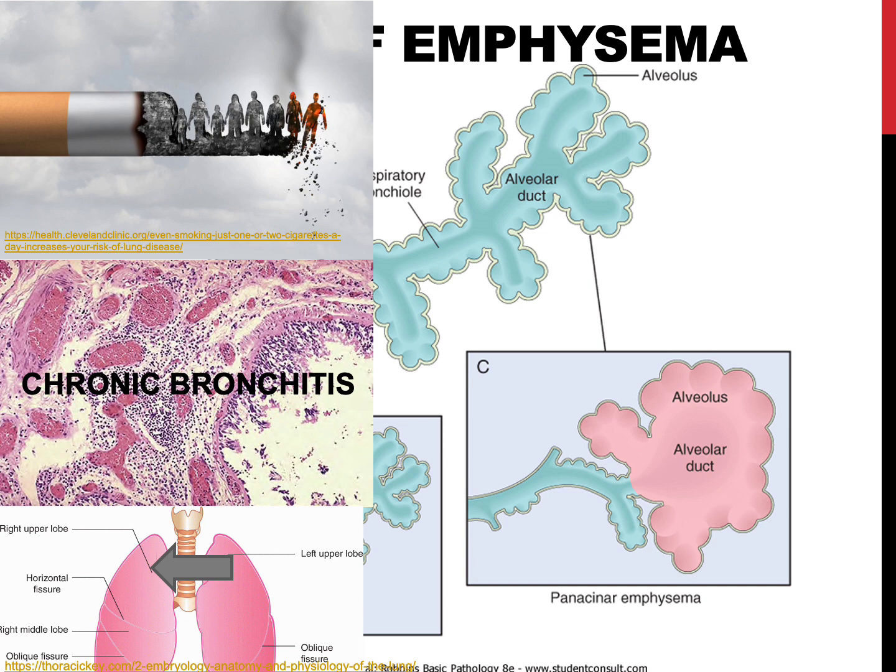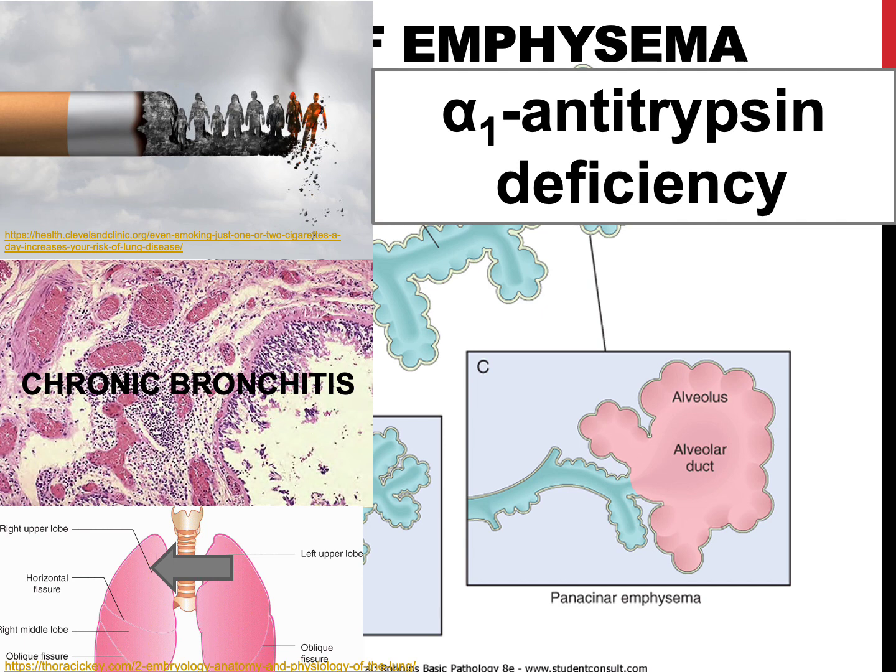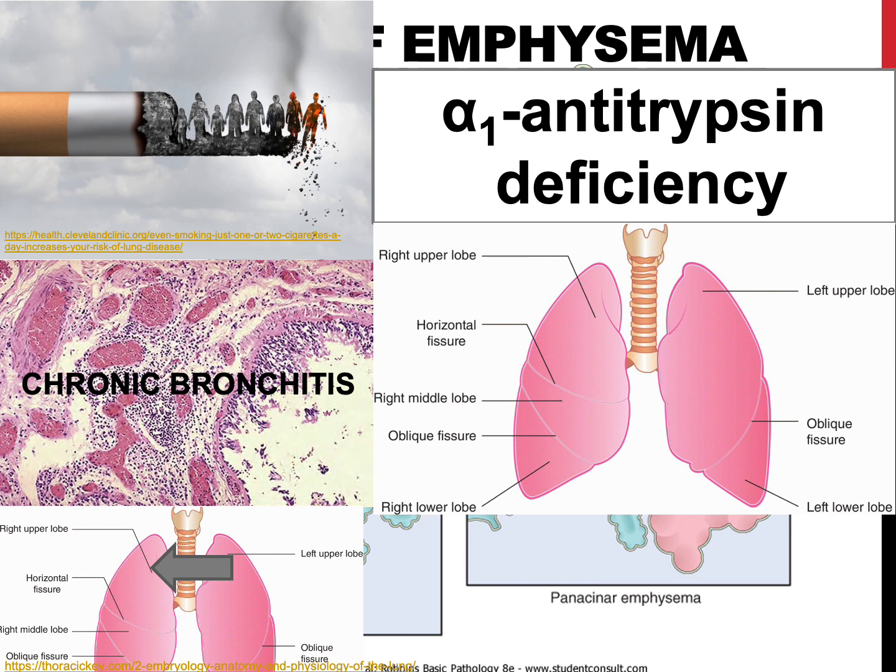Panacinar emphysema or panlobular emphysema, on the other hand, is called panacinar because the acini are uniformly enlarged from the level of the respiratory bronchioles to the terminal blind alveoli. It's associated with alpha-1 antitrypsin deficiency. Alpha-1 antitrypsin deficiency is a genetic disorder that may result in lung disease or liver disease.